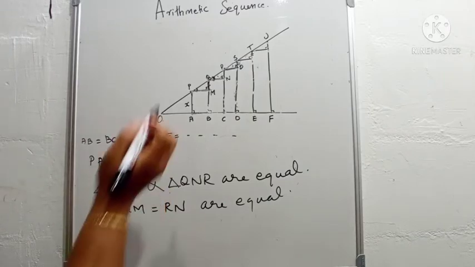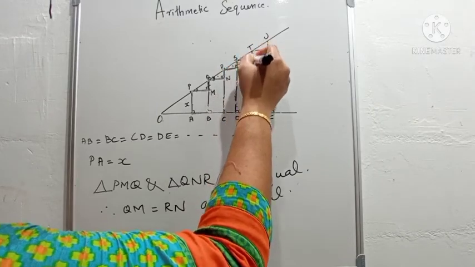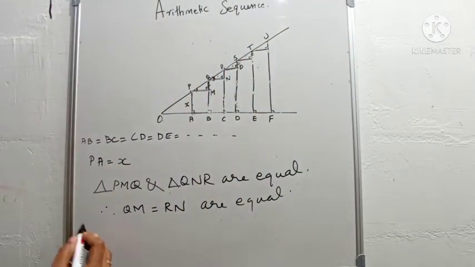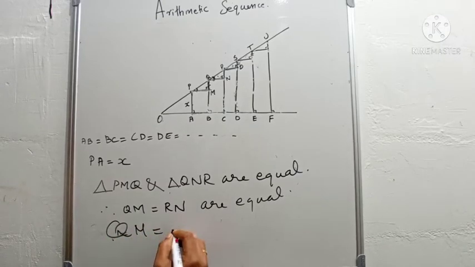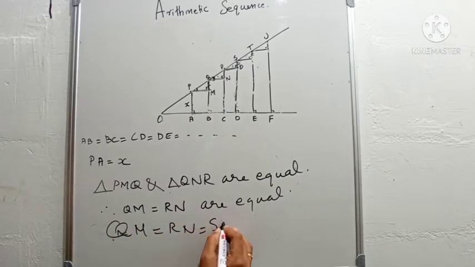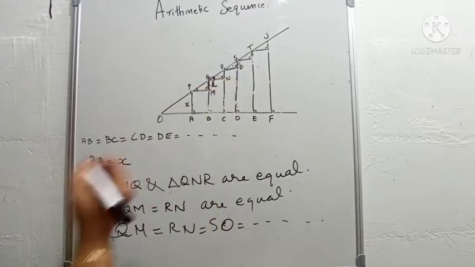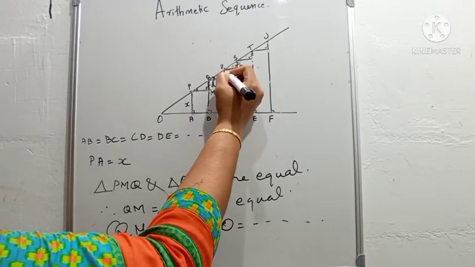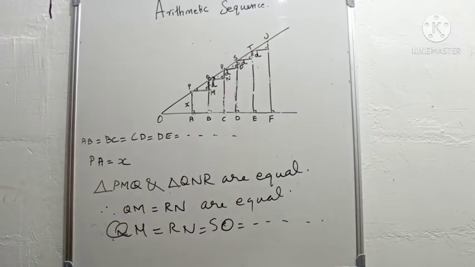That means we get QM is equal to RN is equal to SO is equal to, like that. So, we have QM is equal to RN is equal to SO is equal to etc. All such distances are equal. And if I give the length QM as D, this length QM as D, then this one is equal to D, this one is equal to D, this one is also equal to D.